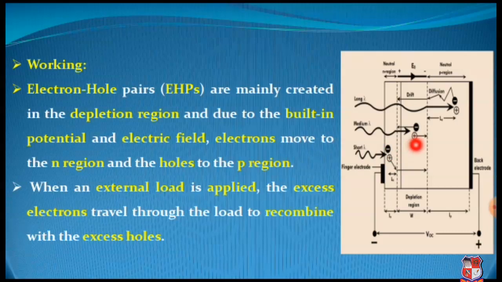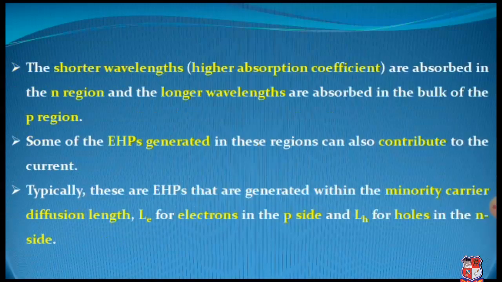You can see the positive charge, that is of hole, is traveling towards the P-type silicon, and the negative charge, that is electron, is traveling towards the n-type silicon. So when an external load is applied, the excess electrons travel through the load to recombine with the excess holes, which takes place in the depletion region, and hence electron and hole pairs are generated. These electron and hole pairs are further utilized to create voltage and electric current inside the given material.